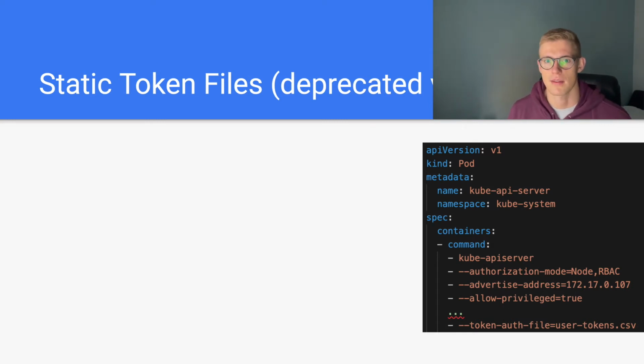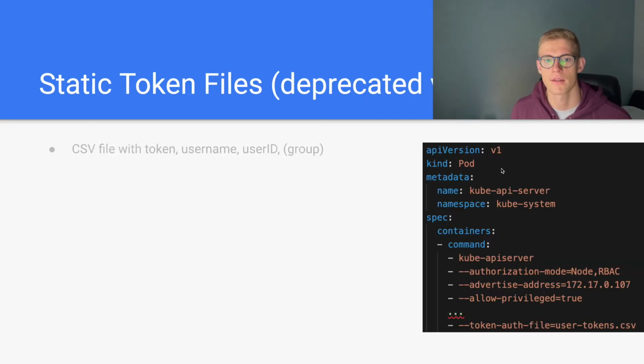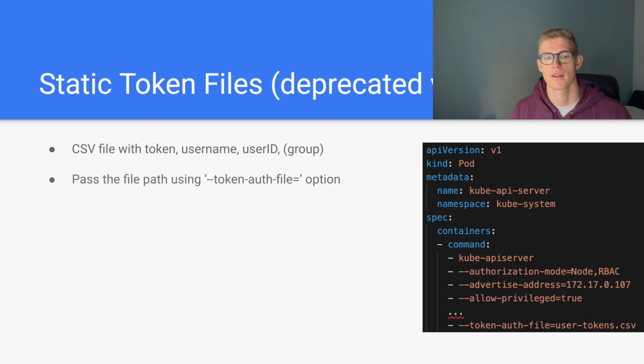The next method is static token files, and this is similar to static username and password files, except rather than a password we are storing a token. So where you have the password 123, we just have a token, which should just be a set of characters in this field here. So as I said, it's a CSV file with token, username, user ID, and optionally group as well. You pass the file using the --token-auth-file option, and this is how it's specified.